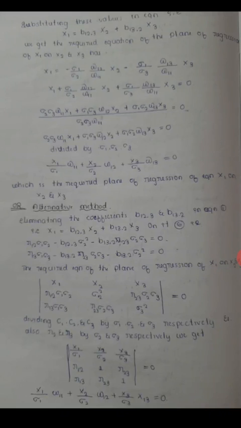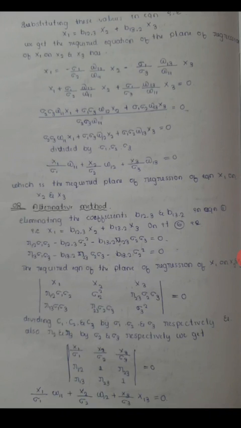Now substituting these values in the equation x1 equals b12.3 x2 plus b13.2 x3, we get the required equation of the plane of regression of x1 on x2 and x3 as x1 equals minus sigma 1 upon sigma 2 omega 12 by omega 11 into x2 minus sigma 1 upon sigma 3 omega 13 by omega 11 into x3. That is, x1 plus sigma 1 upon sigma 2 omega 12 by omega 11 x2 plus sigma 1 upon sigma 3 omega 13 divided by omega 11 x3 equals 0.